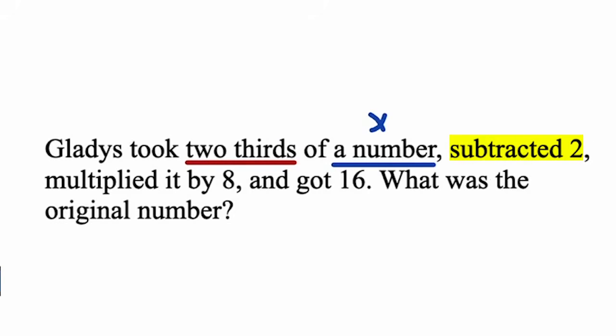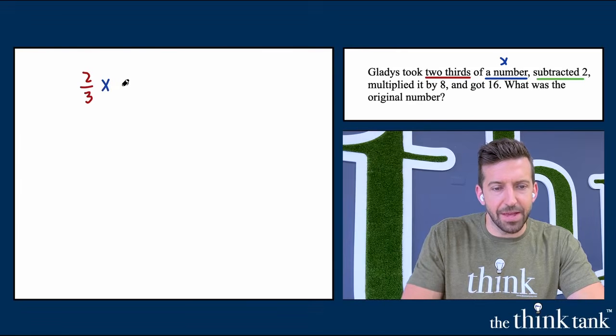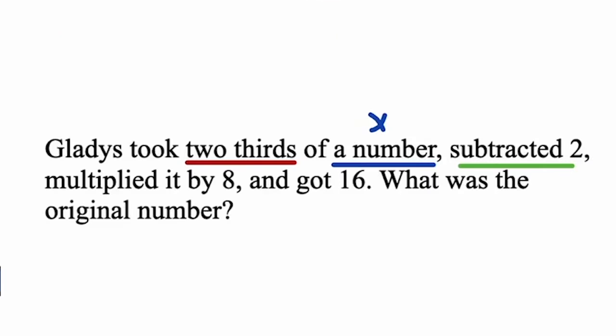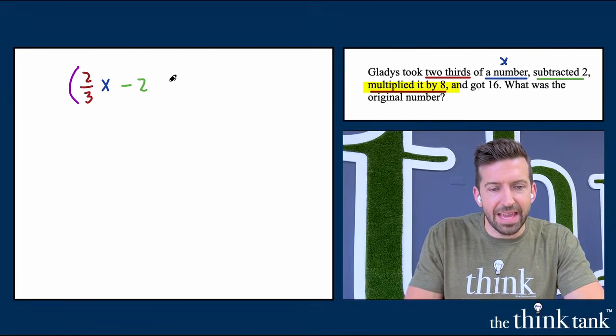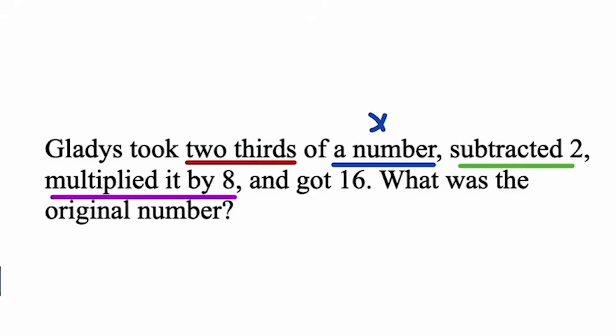Then she subtracted 2. Well, let's do that in green. She subtracted 2. You know what that means. That means -2. Well, then she multiplied that by 8. So she multiplied it by 8. She takes all of that and she multiplies it by 8. Okay, and when she does all of that, she gets 16.